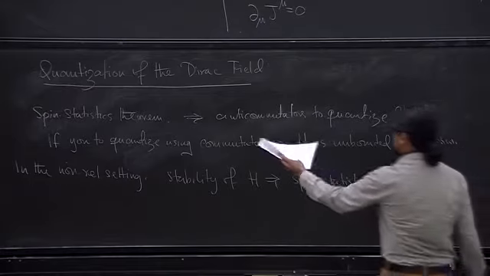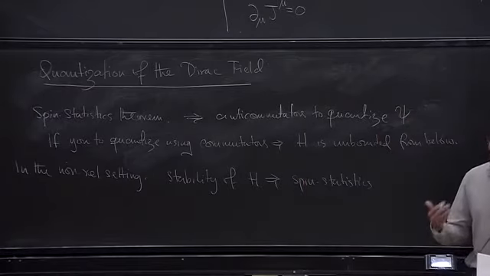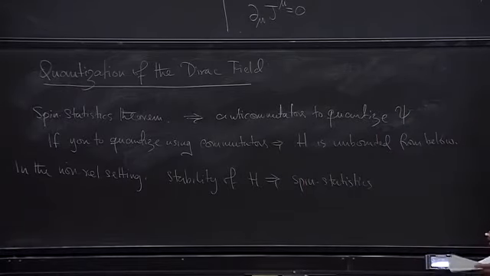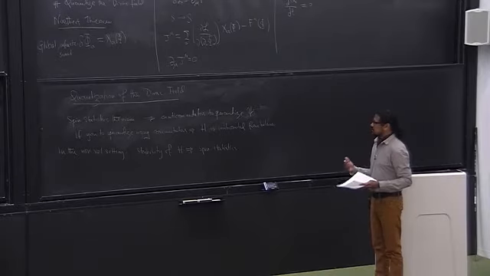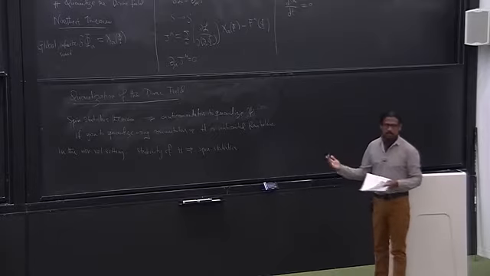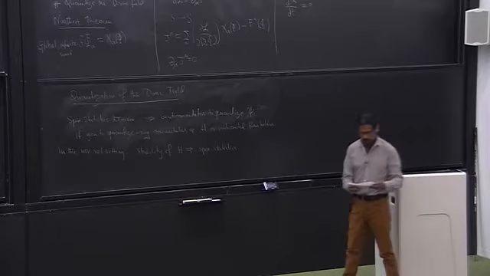Whereas in the relativistic setting, the spin statistics connection is a necessary condition for the Hamiltonian to be bounded.